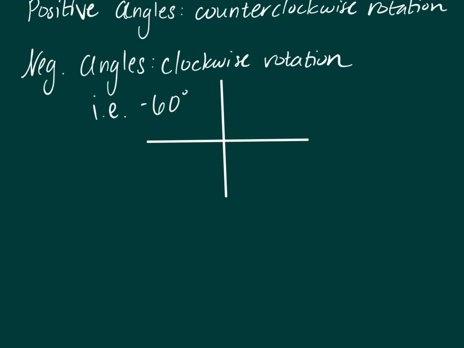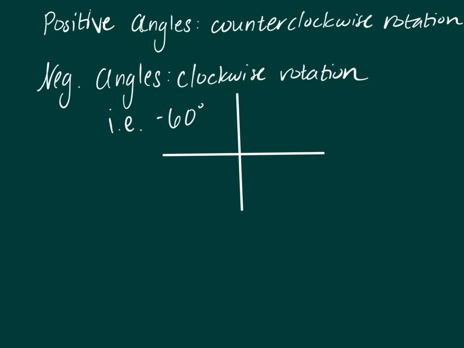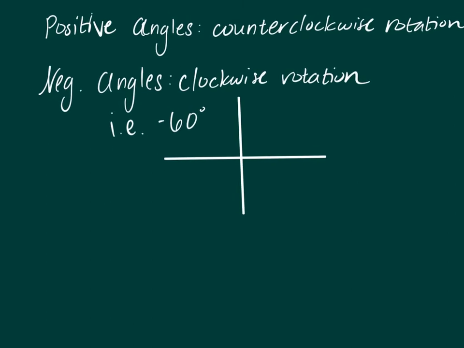The second type of directed angle is our negative angles, and those move in the clockwise direction. So let's look at negative 60. We always start again at 0, and 0 is always the positive x-axis. So our initial side will still be the positive x-axis. But instead of moving in the positive direction, we're going to move in the negative direction. Our angle values are still the same.